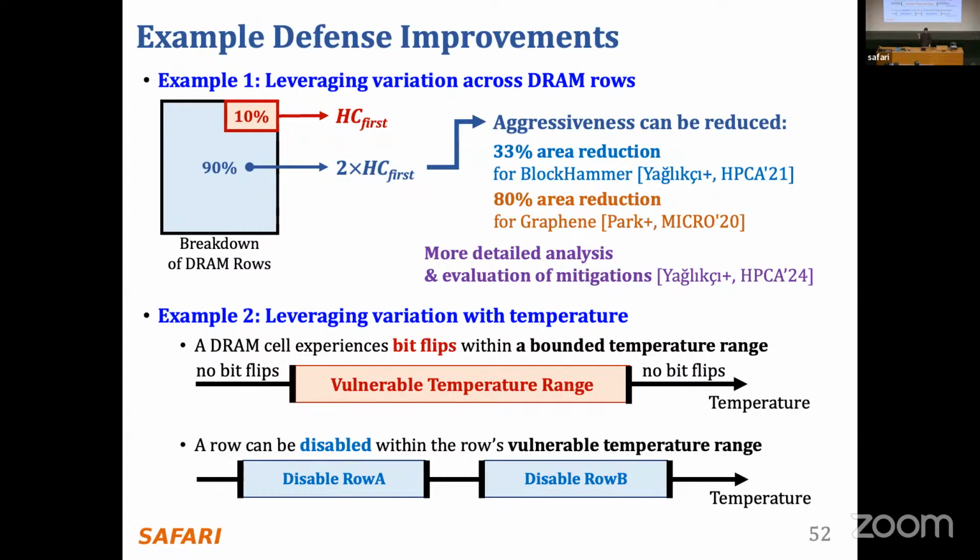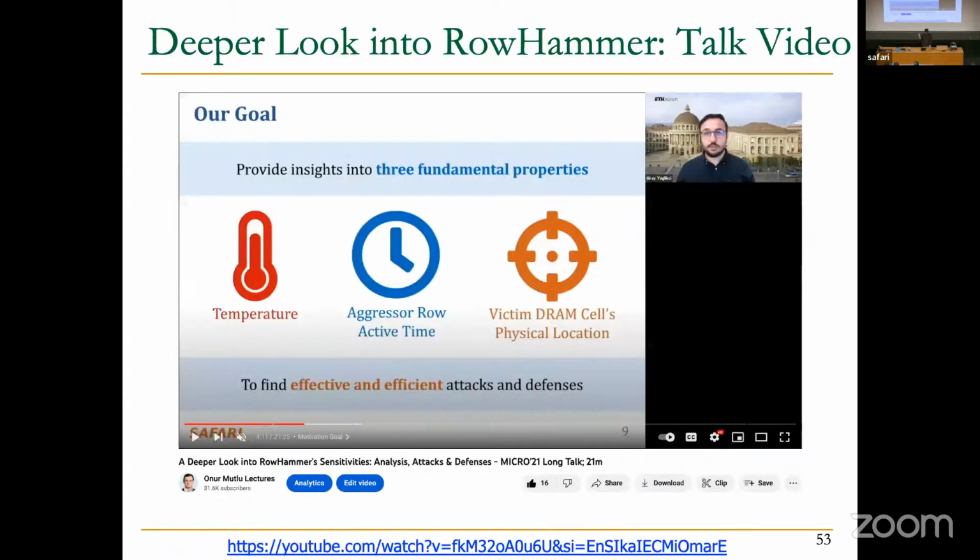And we recently actually published a work that does a more detailed analysis on this spatial distribution and variation, and performs a detailed quantitative study on how this can improve the system performance when such intelligent mitigation mechanisms are implemented. Yeah. So here's the full talk video. There are many observations that we cannot pack into the presentation. So if you're interested, you can watch this video.